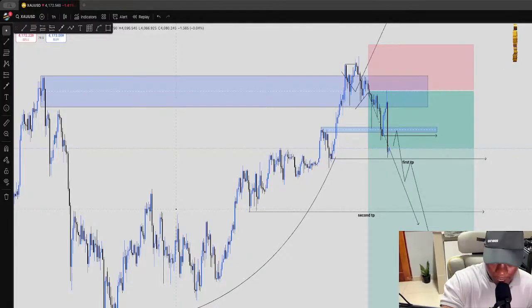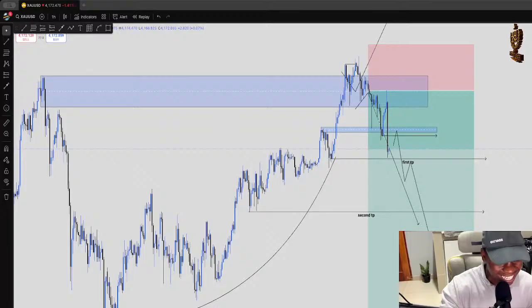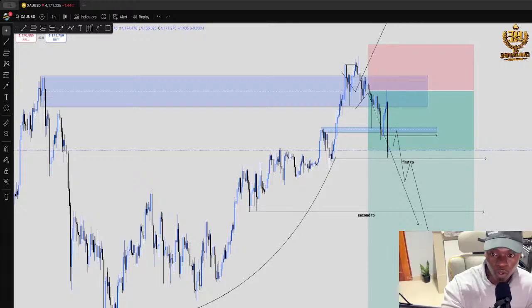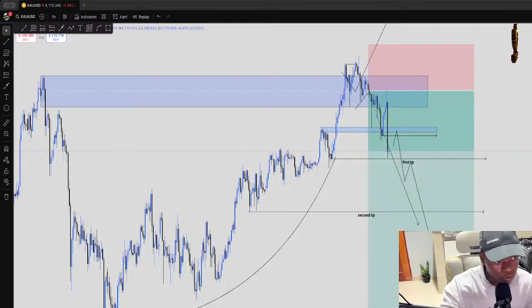That being said, I'll be leaving you now. Just keep on observing gold, and that level that I have just marked, go look at it and make sure that you don't miss that entry.